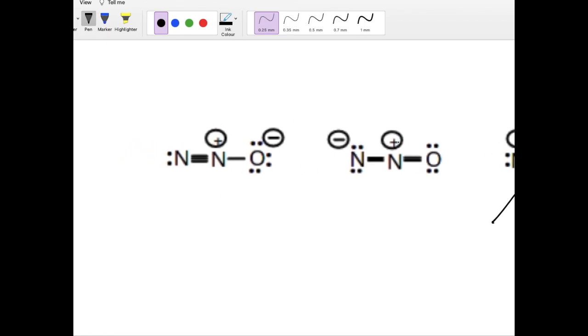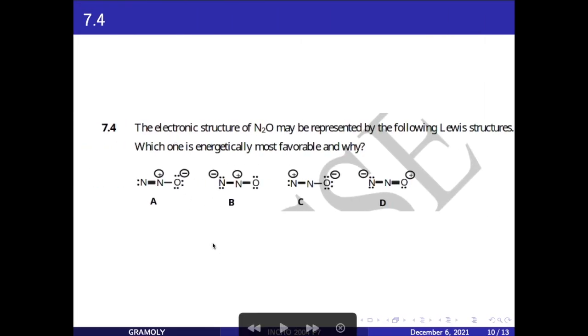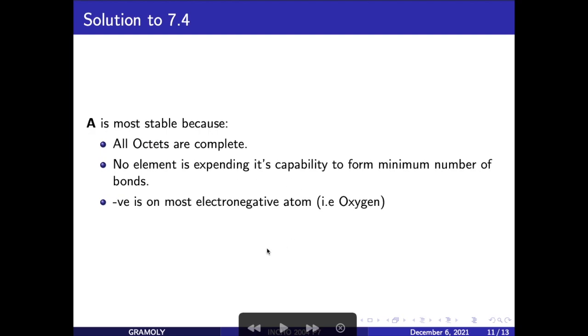You can count it. Now the third rule, which would be applied here, is that the negative charge should be present on the more electronegative atom. Earlier we discussed that oxygen is more electronegative compared to nitrogen. In this structure, I don't see any negative charge on oxygen, but here I do see a negative charge on oxygen. And that's why this would be the answer to question 7.4. Here you can see all the reasoning.